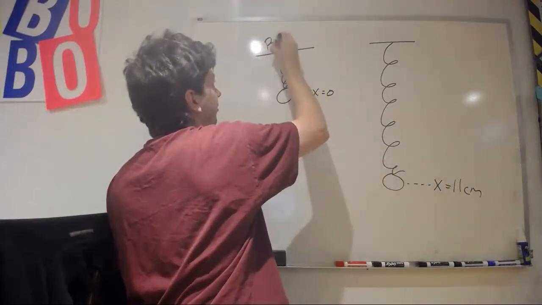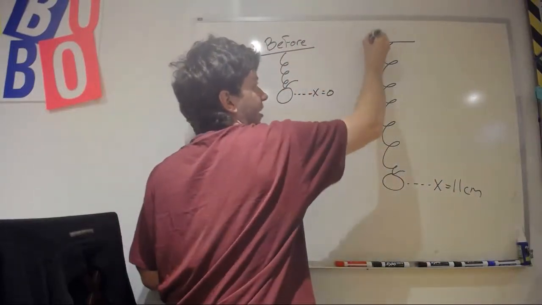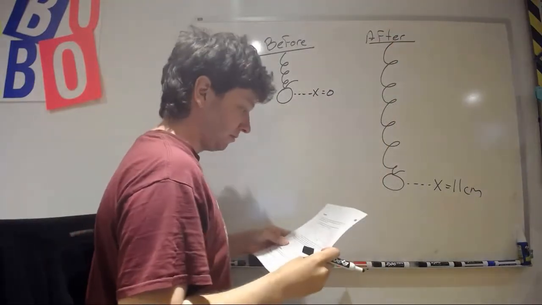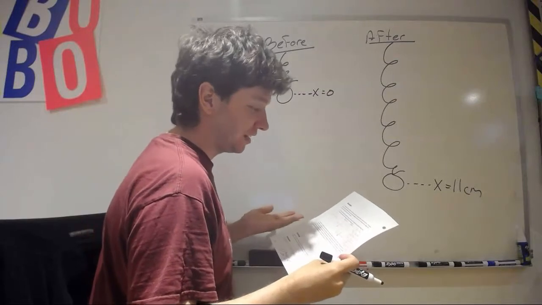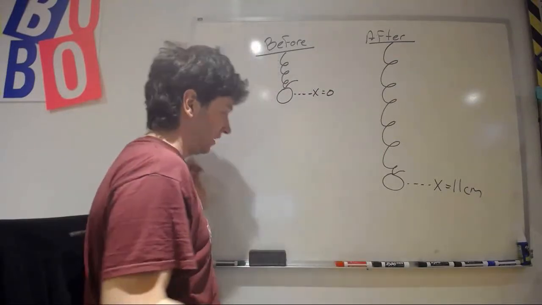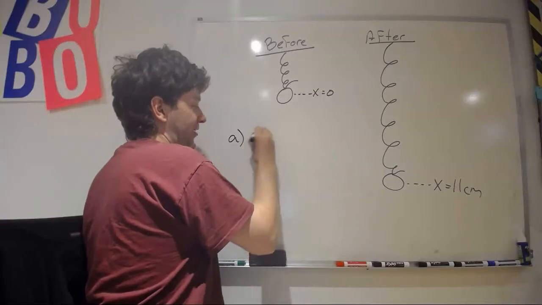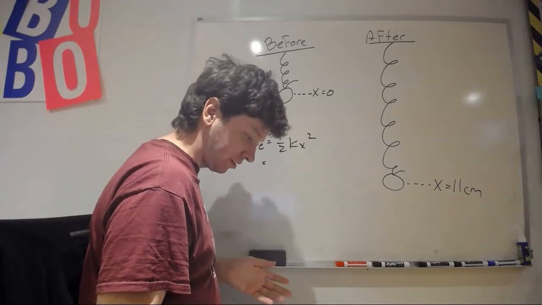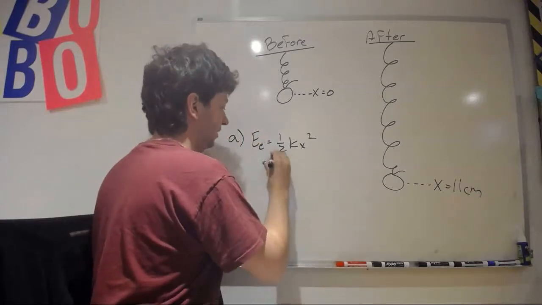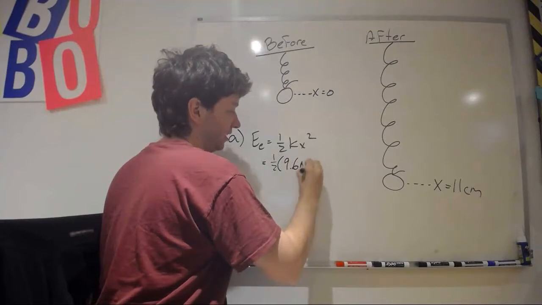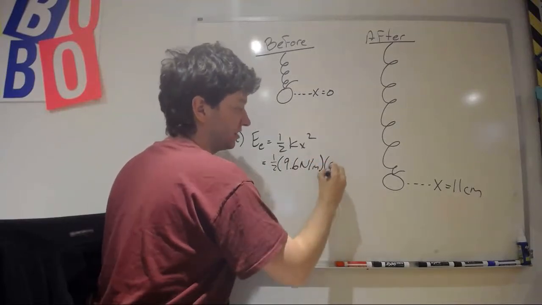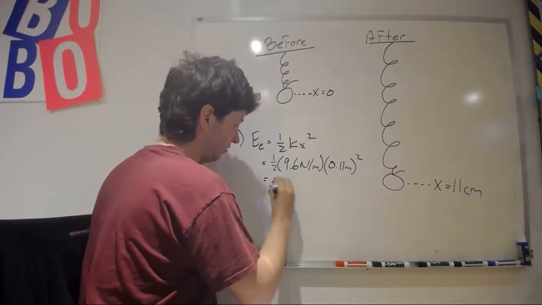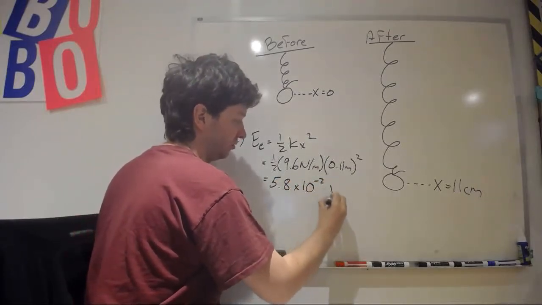So this is our before. This is our after, sometime t. Now, the first part asks how much elastic potential energy is stored at this point. That's not too bad. I can just do that quickly for you here. It's plug and play. E equals 1/2 kx squared. They tell you the spring constant is 9.6 newtons per meter. So we just plug in 9.6 newtons per meter, and for x, make sure you change it to meters, so 0.11 meters squared. Just plug that in your calculator: 5.8 times 10 to the minus 2 joules.